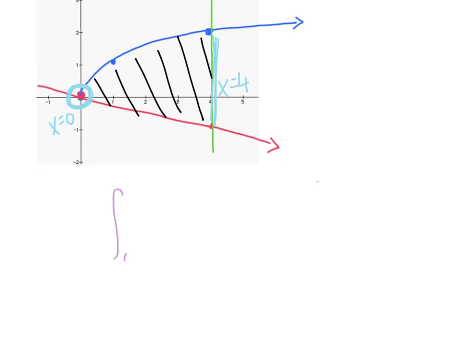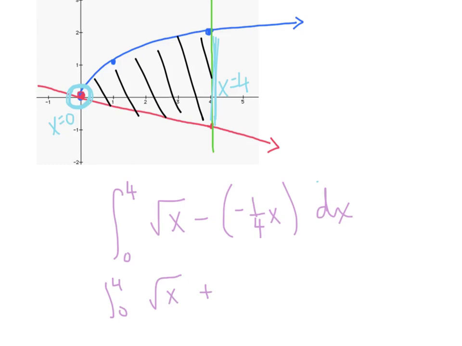The integral from 0 to 4, the upper function minus the lower function. Notice my parentheses are going to help me dig out the correct sign. We're going to end up with the integral from 0 to 4 of radical x plus 1/4 of x, and bada bing, bada boom, there's a great setup. Obviously, there would be some integrating left to do and some numerical number crunching, but I think we're fully capable of that.